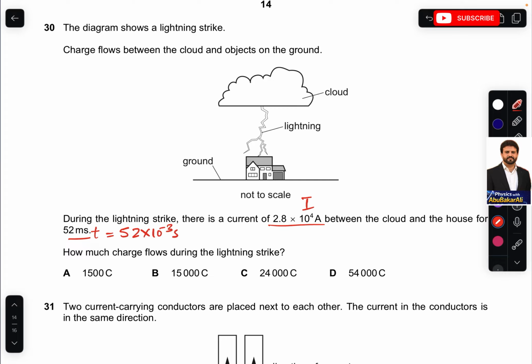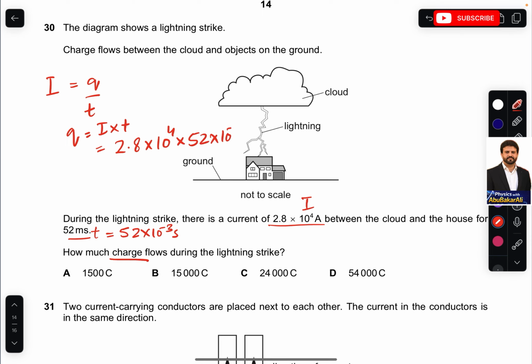You have to find the charge. We know I equals Q over T, so Q equals I times T. Just put in the values. I is 2.8 times 10 to the power 4 and T is 52 times 10 to the power minus 3. That will give you 1456, which is rounded off to 1500. It's option A that is correct.